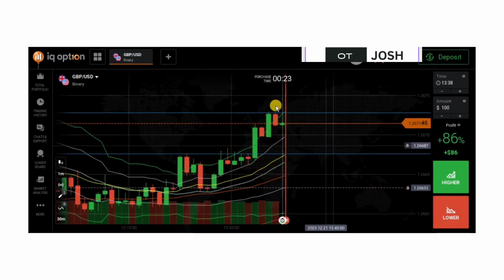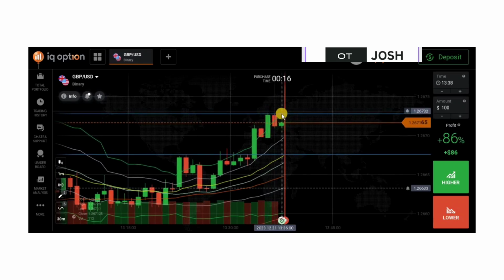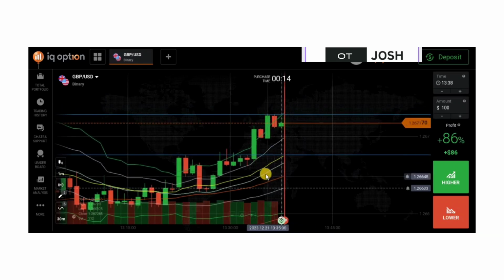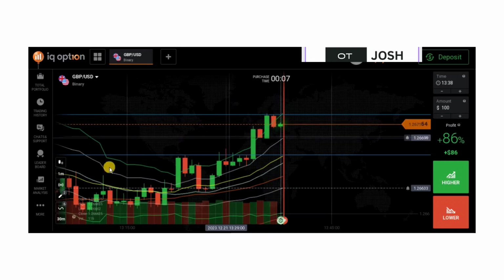Okay, no problem. If the price comes up to this point here, I will be using this high level as a resistance to do a put trade, because although this might be an uptrend, the market will be coming downward. That is how it goes.